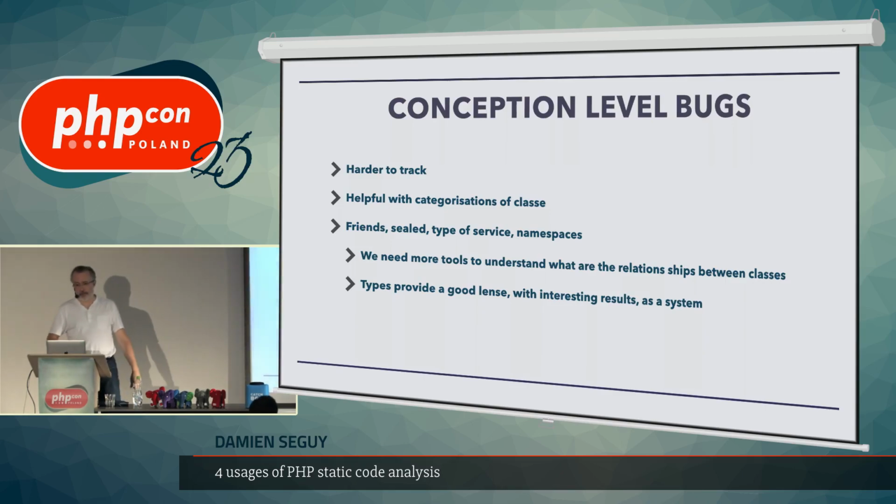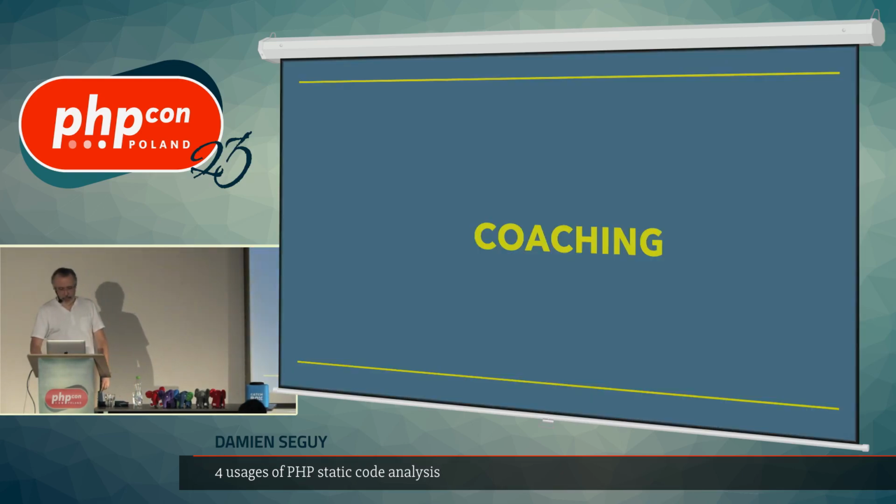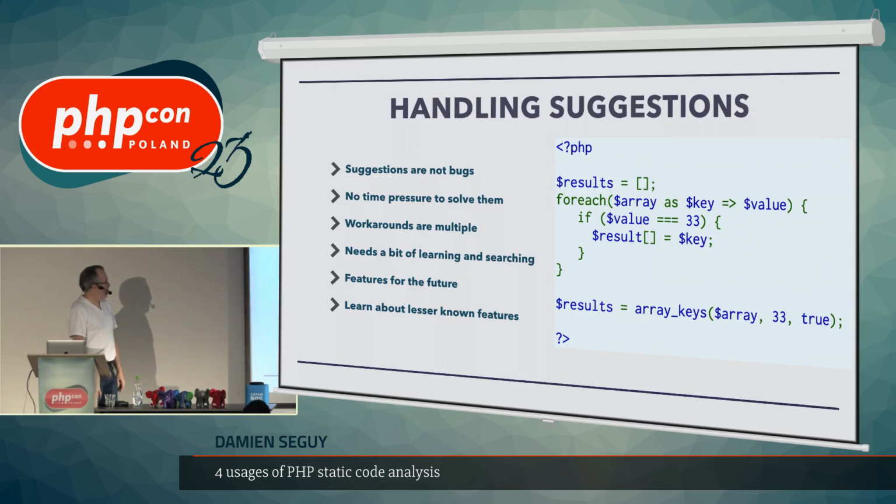Now, another scourge of the code is that sometimes we need to teach people to do stuff. And the nuance between bug hunting and suggestions is pretty thin, actually, because at the tool level it's the same. Who's aware that array_keys has 3 arguments?